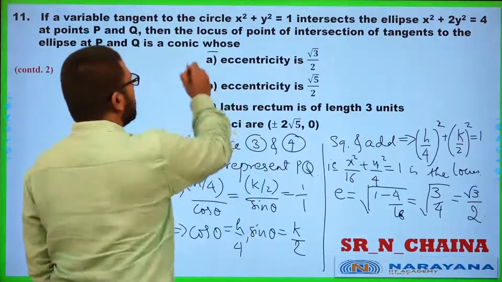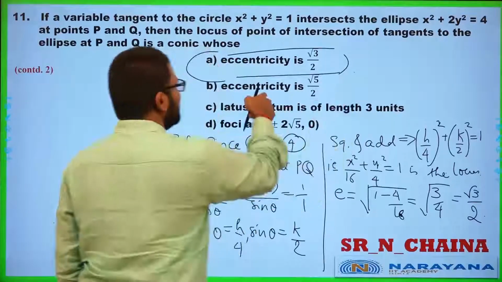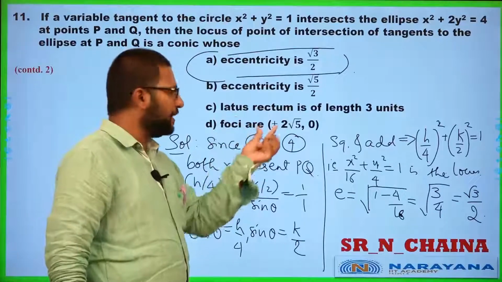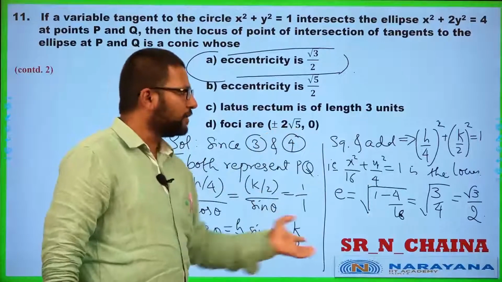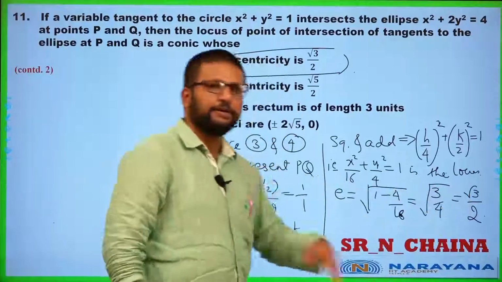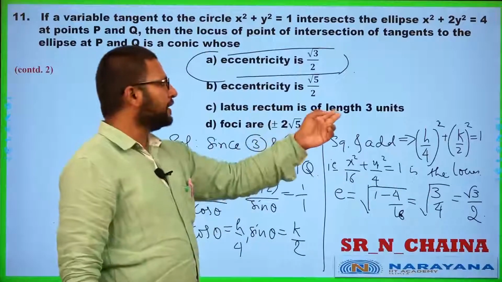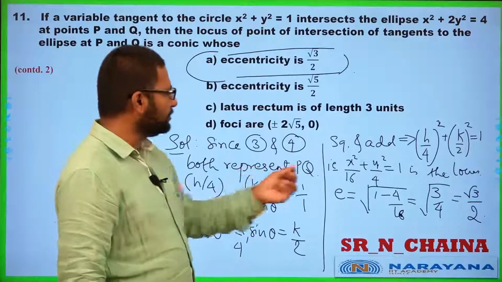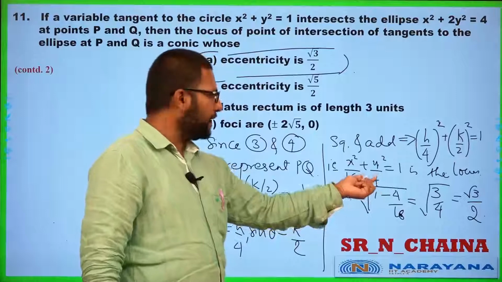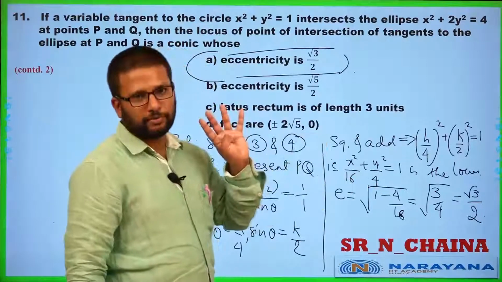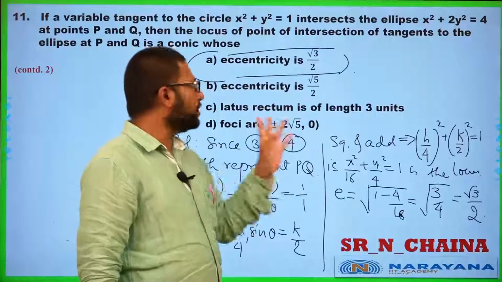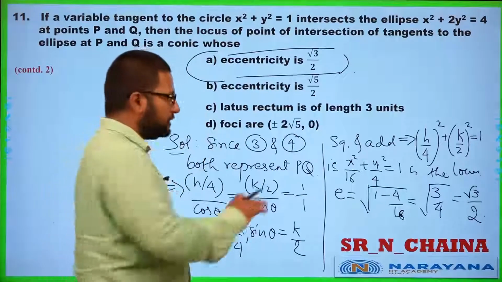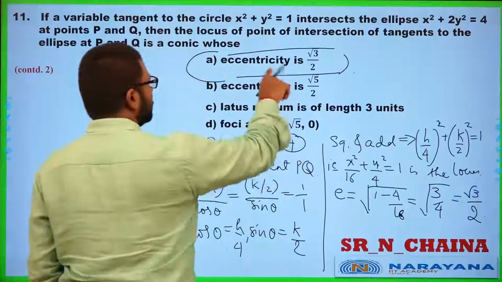Eccentricity is root 3 by 2, which is option A itself. If you actually calculate the length of the latus rectum and the foci, root 5 appears nowhere, at best root 3 might appear, so option D is also wrong. Calculate the latus rectum 2b square by a: 2 into b square, which is 4, by a, which is 4, so 2 into 4 by 4 is 2 only. So 3 is wrong, which is why only option A is correct. Got it? Done. So we got the eccentricity to be root 3 by 2.